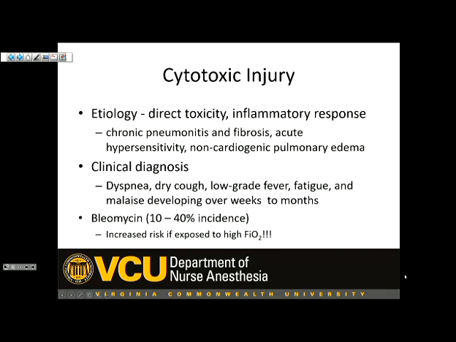So again, this is one of those situations where, yes, if a person's on bleomycin for their cancer, they are going to be followed chronically, watched for this complication. Up to 10 to 40% of patients who are on bleomycin, particularly in the higher doses, will develop this. So it is something that is a major part of our care plan for patients with cancer.